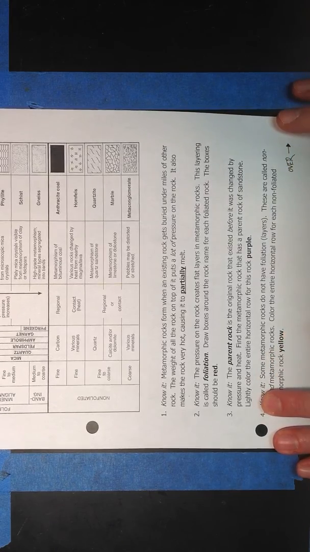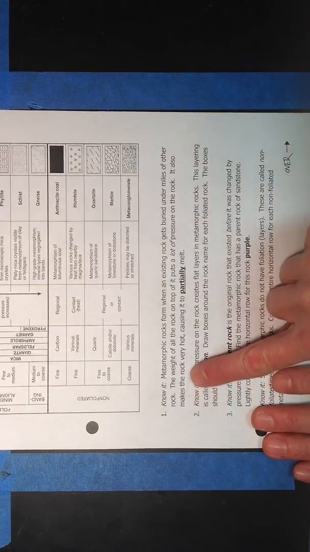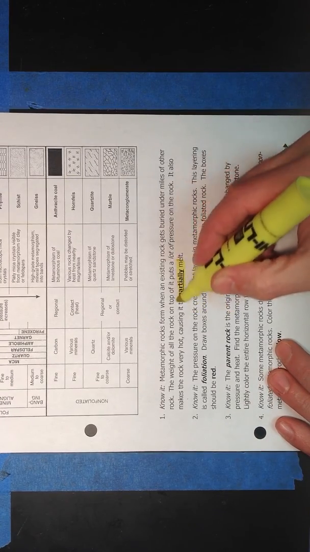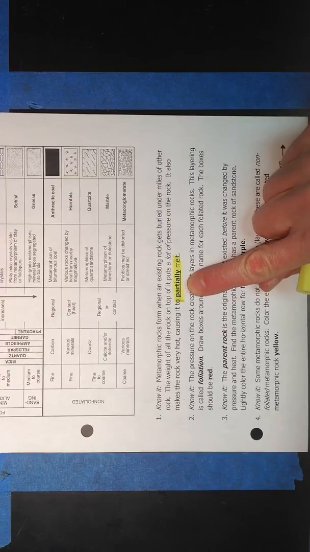Metamorphic rocks form when an existing rock gets buried under miles of other rock. The weight of all the rock on top of it puts a lot of pressure on the rock. It also makes the rock very hot, causing it to partially melt. Okay. Key thing here is partial melting. If it was to completely melt, it would become magma again, and then form an igneous rock. It's the partial melting. It gets a weird material, kind of like a peanut butter consistency. That's probably a good comparison. Peanut butter. That's key. So know that.